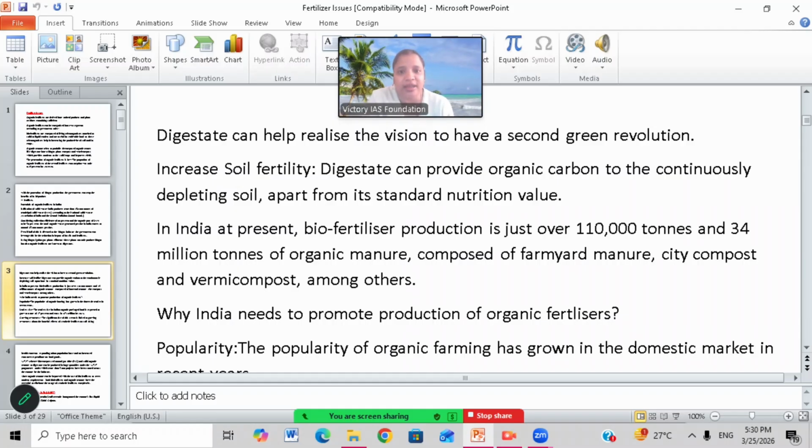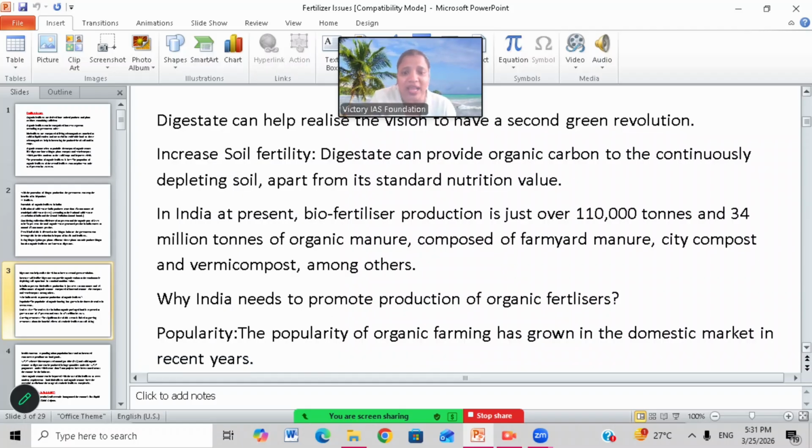Manure, you might be knowing, is whatever the animal waste is there, that the farm will use as manure, like they will decompose it into organic manure. They can use this for the plants. This is composed of farmyard manure, city compost, vermicompost, and other things.